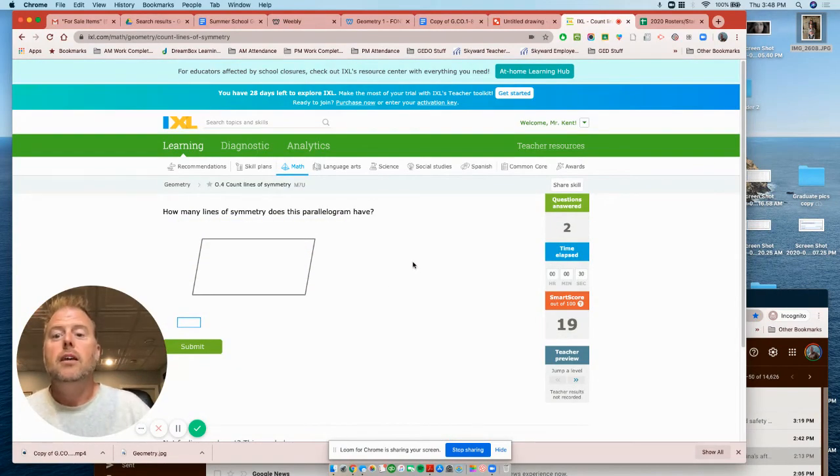Okay. And in this case, I don't really see any line of symmetry at all. It looks like it would flip over. But if you drew a line right down the middle of it, it would not fold over on itself.